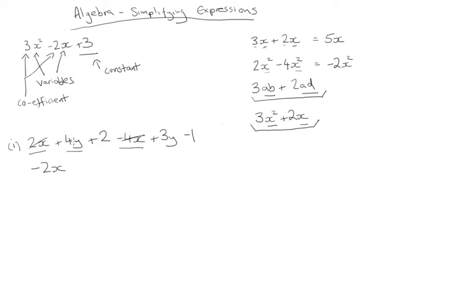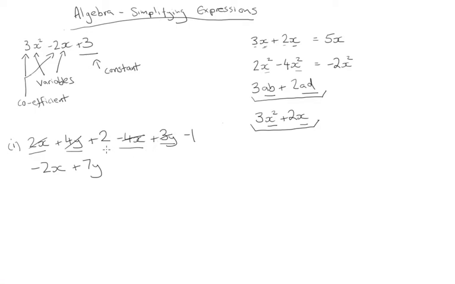Now, let's have a look at the y's. We have a plus 4y, and we have a plus 3y. We have no other y's. Nope. So plus 4y plus 3y. Well, that's 4 plus 3y, so it's 7y. And we've dealt with that as well.